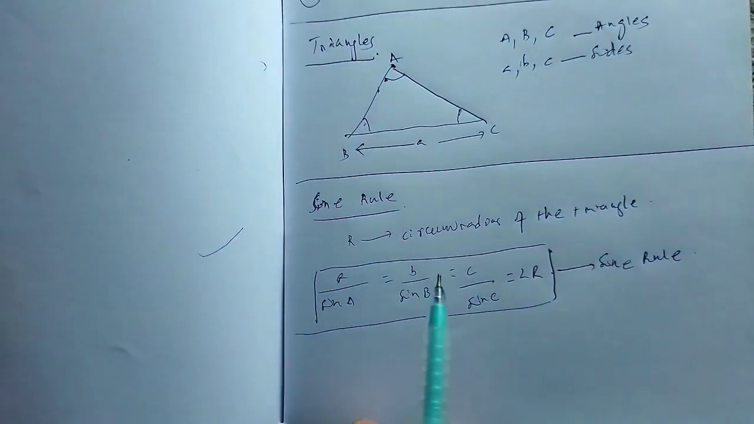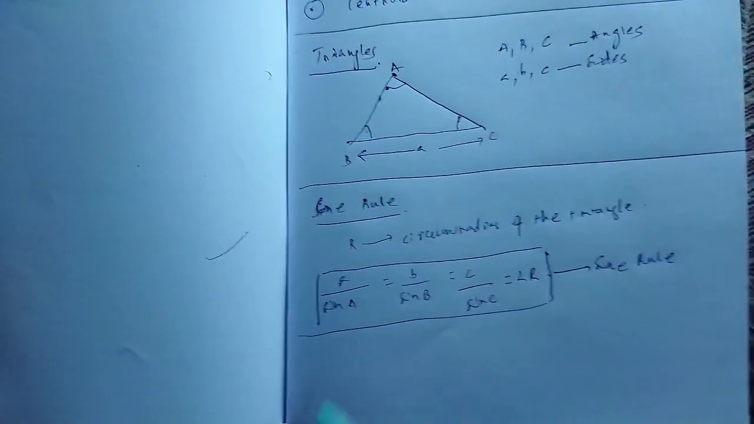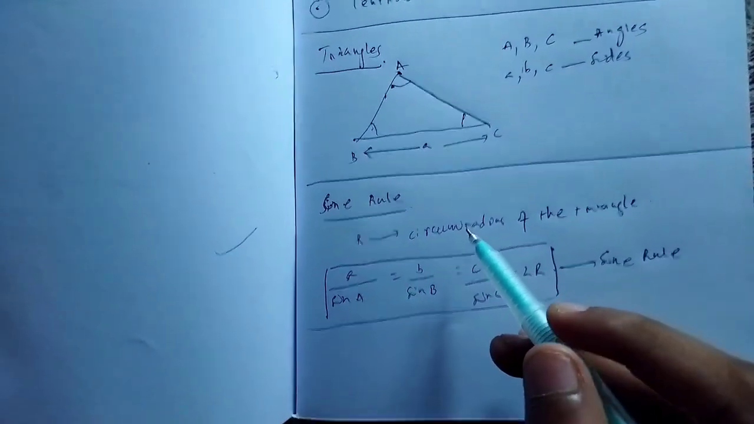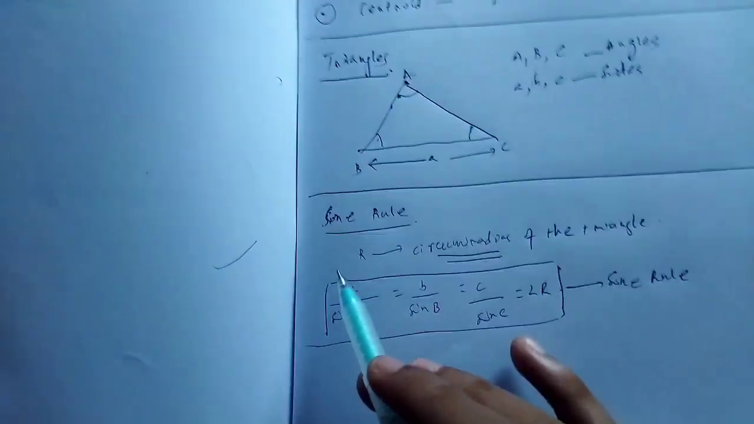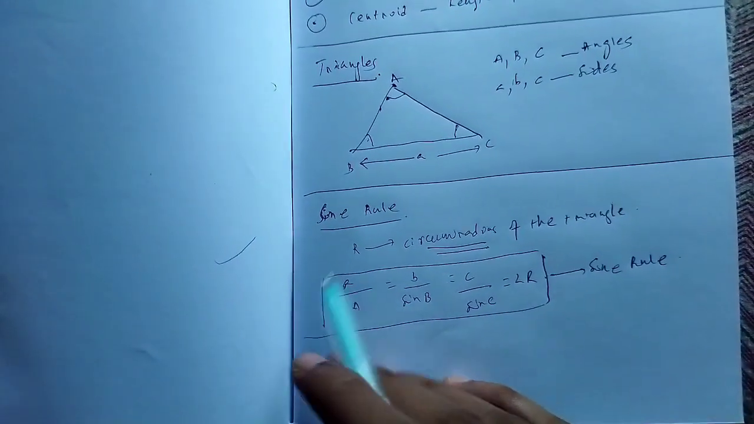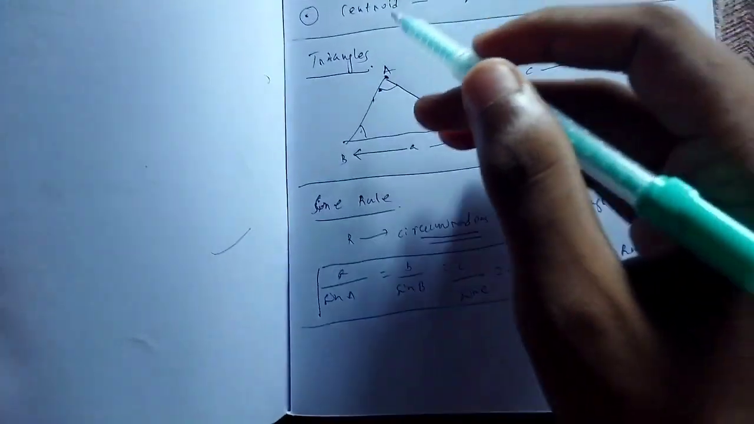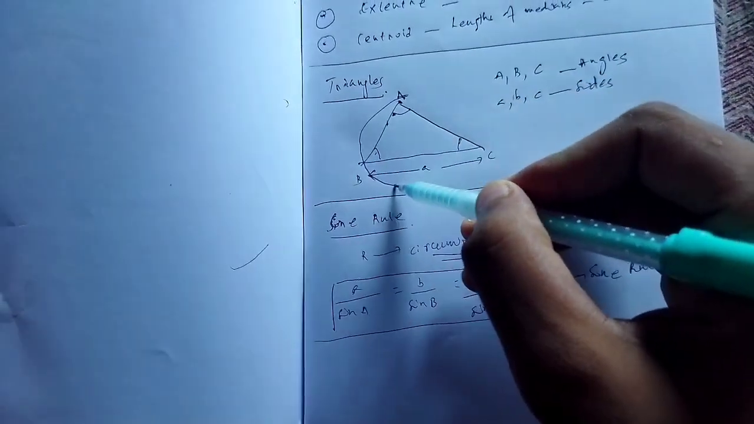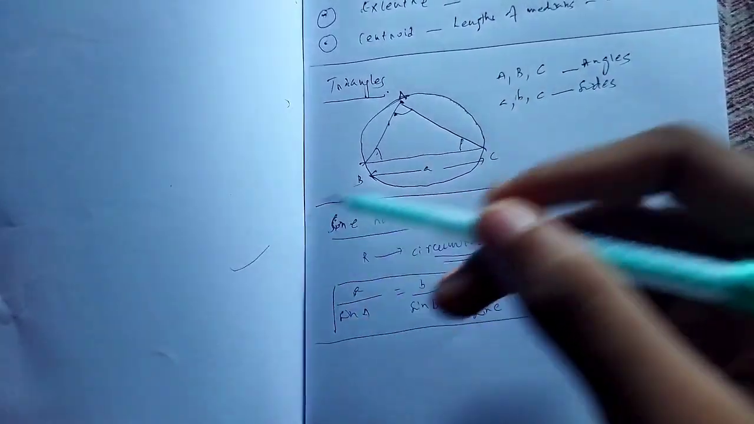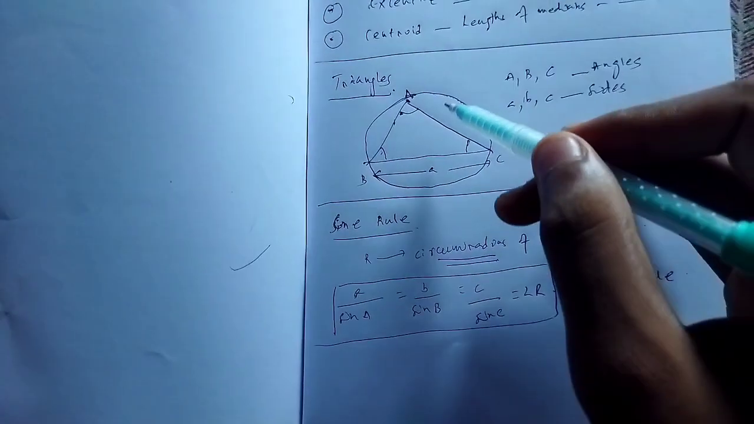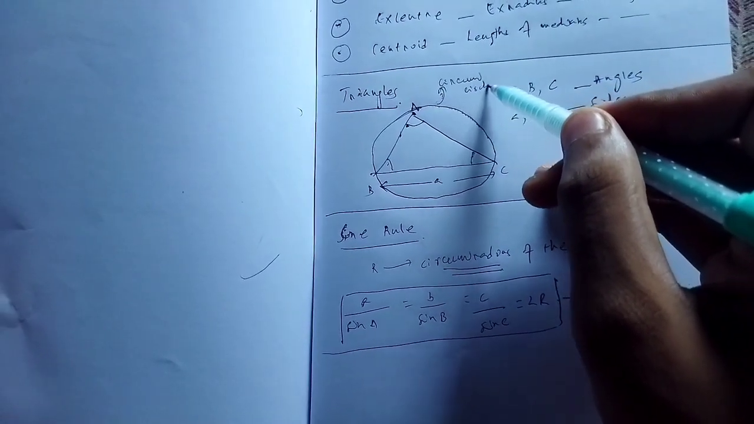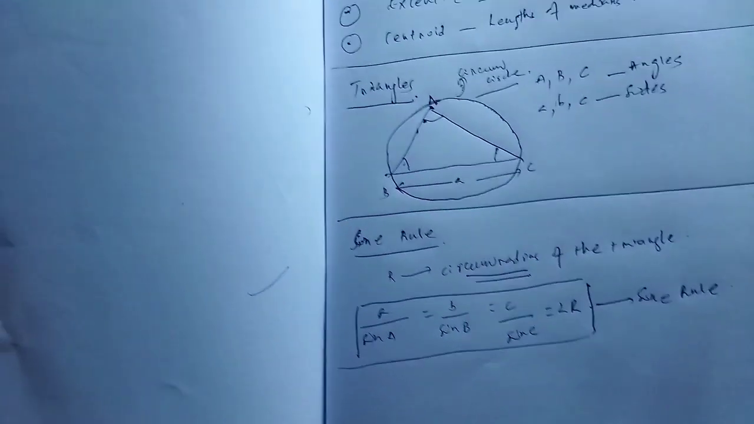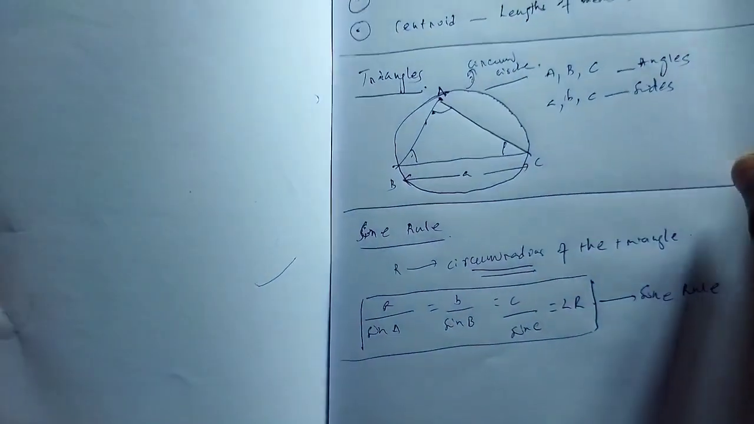Let us try to prove, right? I think we are aware of what is circumradius. Circumradius is the radius of the circumcircle of the triangle. Circumcircle is the circle touching all the three vertices of the triangle. In this case, some circle like this will be the circumcircle of the triangle, right? Let's try to prove sine rule.